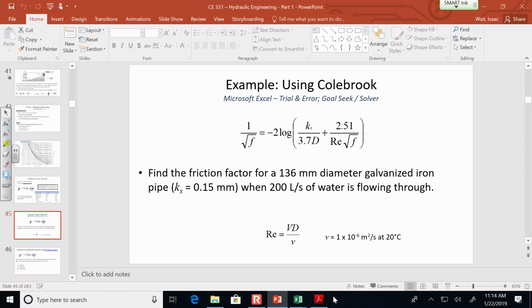So if you wouldn't mind, put that into your calculator. So we need to find out the two terms inside the Colebrook equation, then take the logarithm of it, and then multiply it by -2.